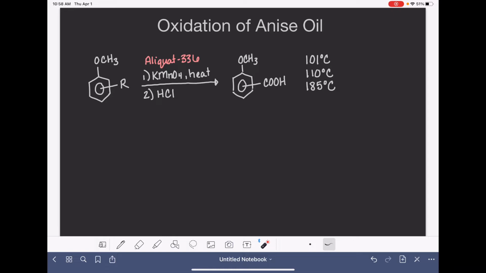The reaction itself, the actual process in the lab, is really simple, which is kind of surprising considering how much damage is being done to this molecule. So let's just take a look at the actual process, and then I'm going to come back and talk a little bit about the purification and the cleanup of this reaction.